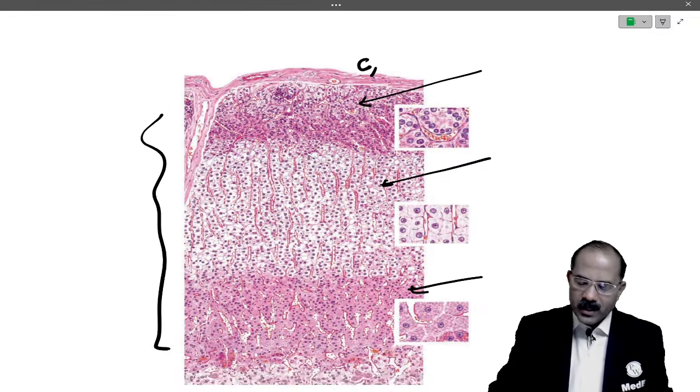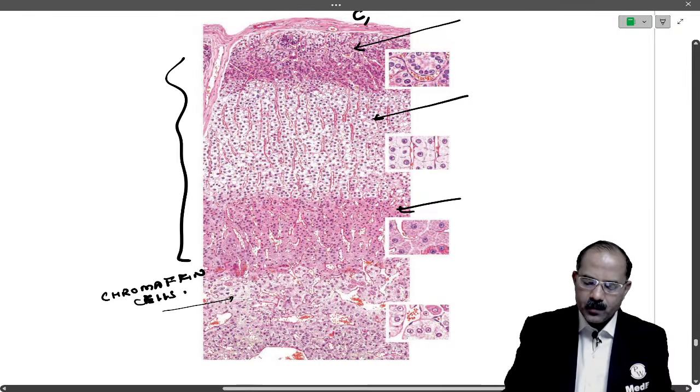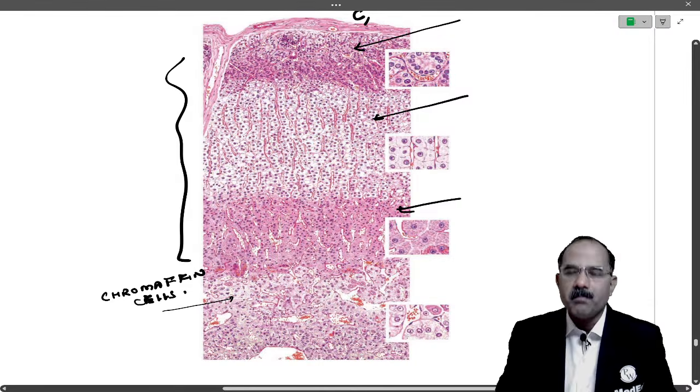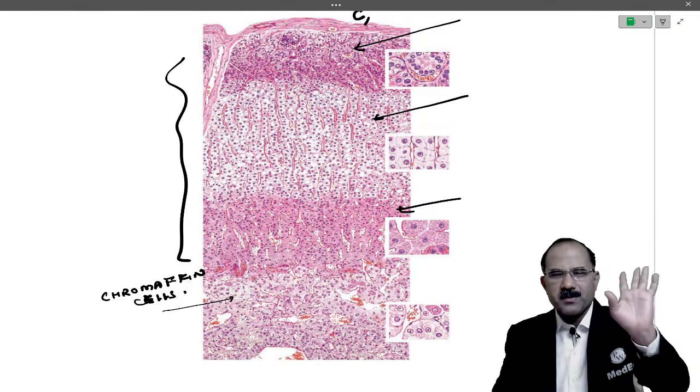If you go further down, you'll see the medulla. And medulla contains chromaffin cells. Chromaffin cells are present in the medulla. Then what each layer secretes, just remember that.